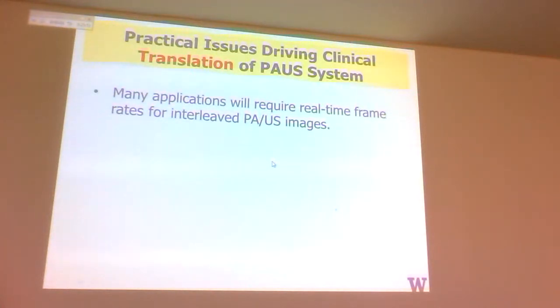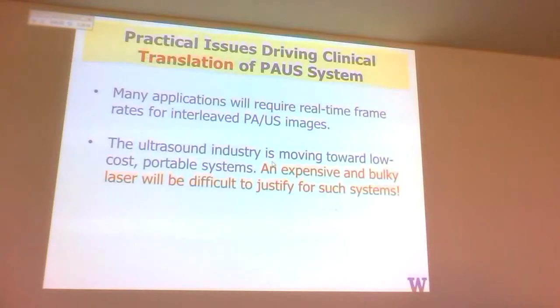Wonderful stuff is going on, but those steps have not really brought us closer to true clinical applications of simultaneous photoacoustic and ultrasound. So many applications will require these real-time frame rates. And this is something which, again, I've preached for a long time. The ultrasound industry is moving towards those little handheld things, right? If you have a laser that takes up three-quarters of a room, nobody's going to integrate that into a low-cost portable system.